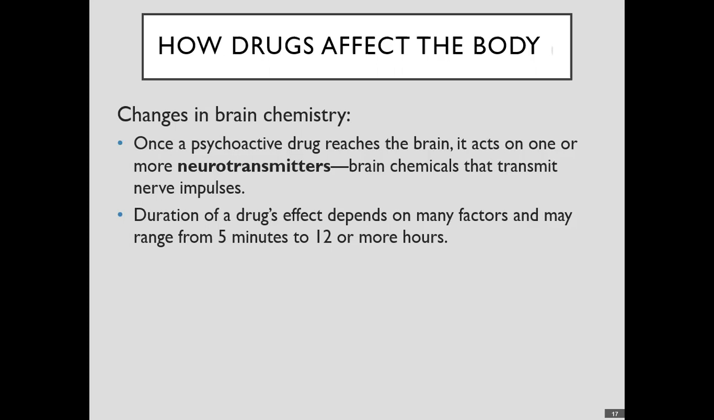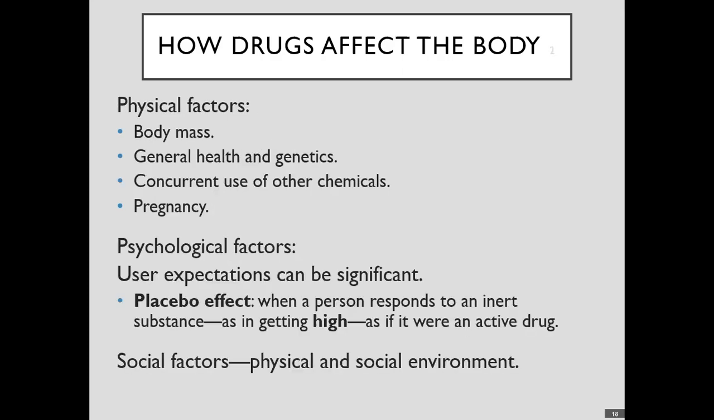And the duration of a drug's effects depends on many factors. As drugs circulate through the body, they're metabolized by the liver and excreted by the kidneys in the urine. So with that being said, duration of a drug's effect depends on many factors and can range from 5 minutes to up to 12 or more hours. Physical factors include body mass, general health, concurrent use of other chemicals, and pregnancy. The use of any drugs during pregnancy definitely carries risk to the fetus.